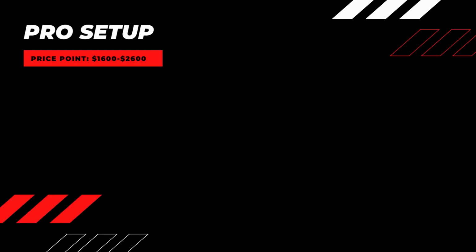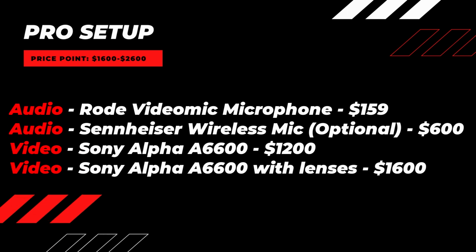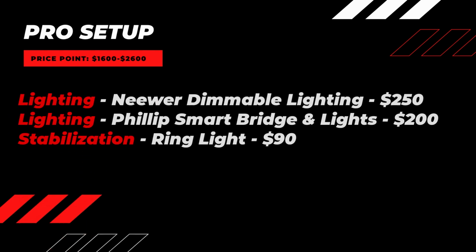So there you have it, the Pro setup, and let's do a short recap. Price point's going to be anywhere between $1,600 and $2,600, and for audio, you're going to have 2 different options. The Rode video microphone, which is going to cost you roughly $159, and you can always use the Sennheiser wireless microphone, which is optional at $600. Now for video, you can go with the Sony Alpha 6600 for $1,200, or you can always get it in a package with the lens, which is what I did, and it's going to run you roughly $1,600. Now for lighting, I love the newer dimmable lighting, which is $250. And I also use the Philips Smart Bridge and lights for $200.